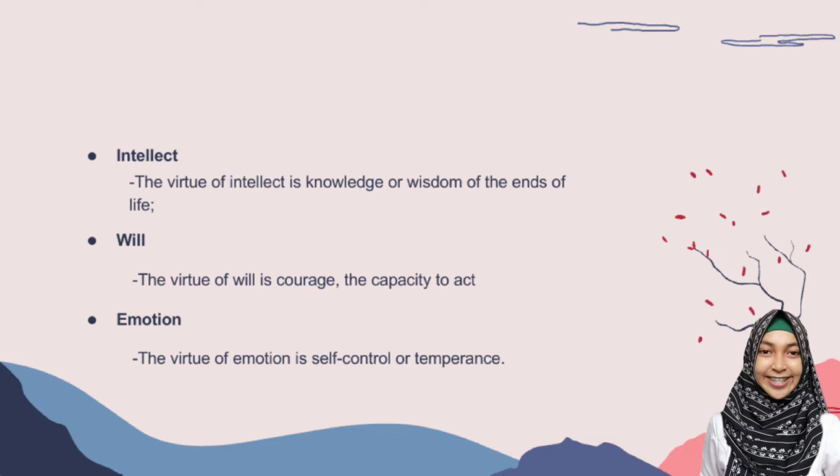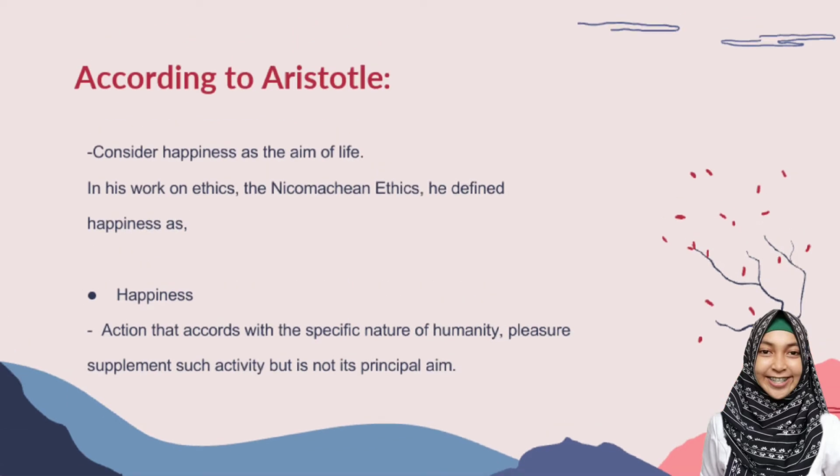Now, for Aristotle, according to him, he considered happiness as the aim of life. Happiness for him is the action that accords with the specific nature of humanity. Pleasure supplements such activity, but it's not the principal aim. Happiness results from the distinctive human attribute of reason, functioning harmoniously with human faculties.